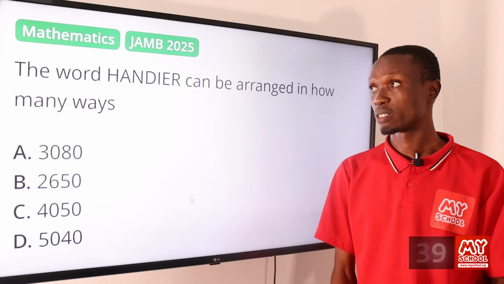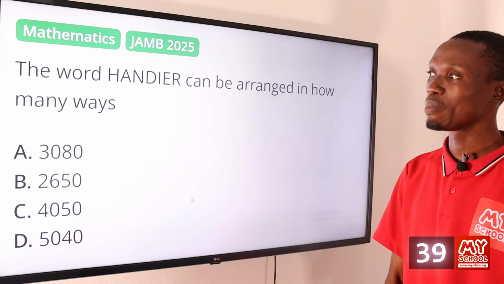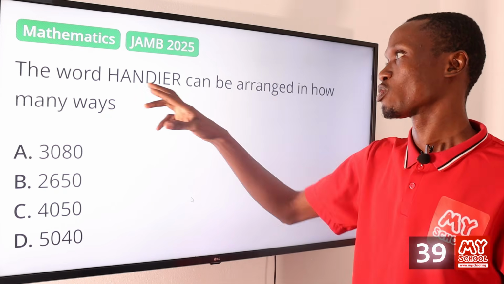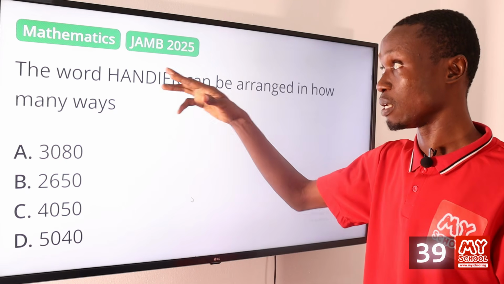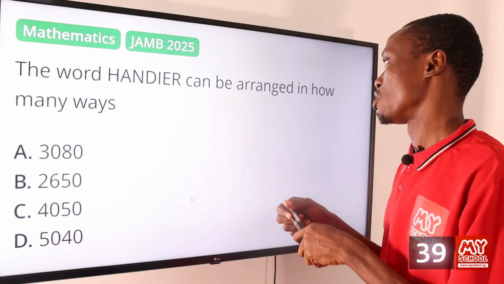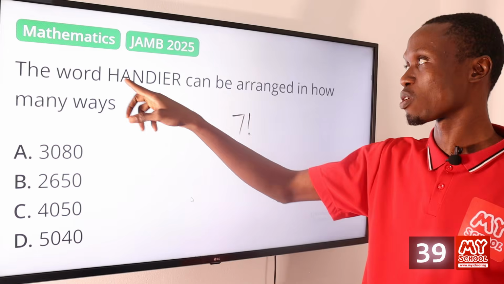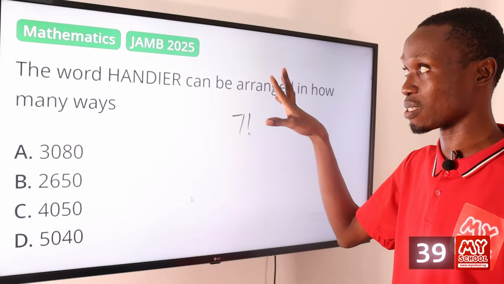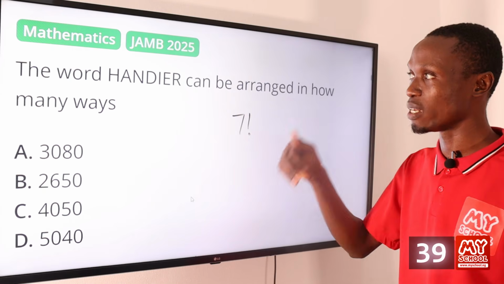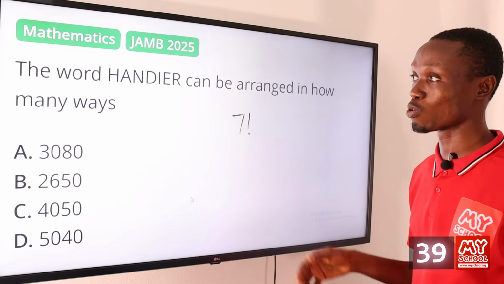Question 39. The word HANDIER can be arranged in how many ways? You simply count the letters of the word: 1, 2, 3, 4, 5, 6, 7. So that is 7 factorial. If you check the word HANDIER, no letter repeats itself. We only have one H, one A, one N, one D, one I, one E, one R. So there's no need for you to divide.